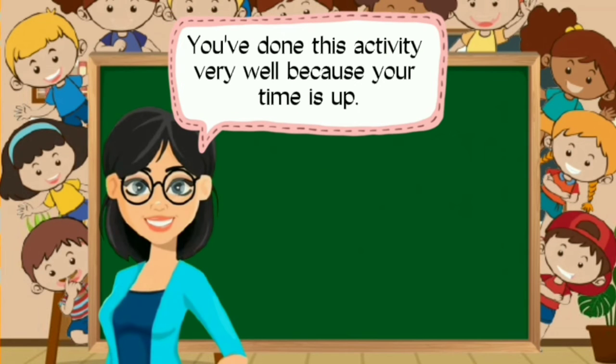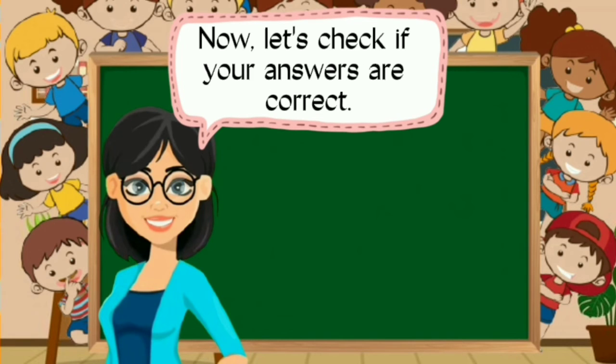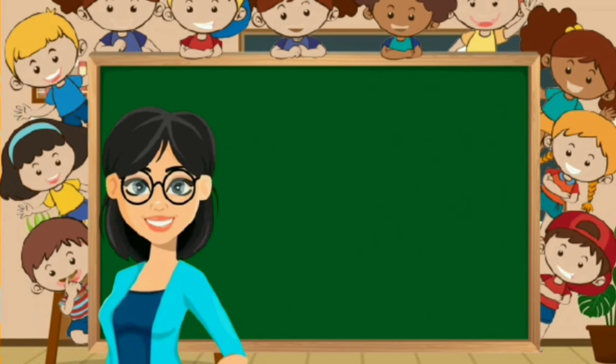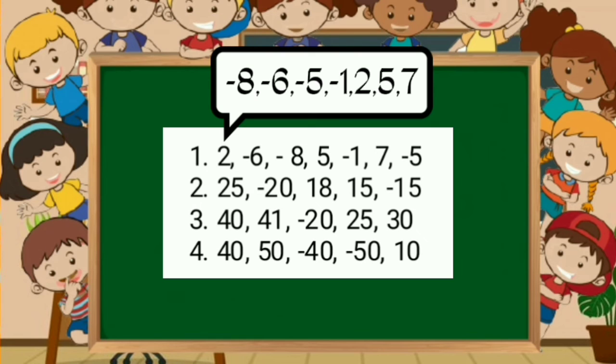Wonderful pupils! You've done this activity very well because your time is up. Now, let's check if your answers are correct. For number 1, first we have negative 8 followed by negative 6. Next, negative 5, negative 1, positive 2, positive 5, and lastly, positive 7.